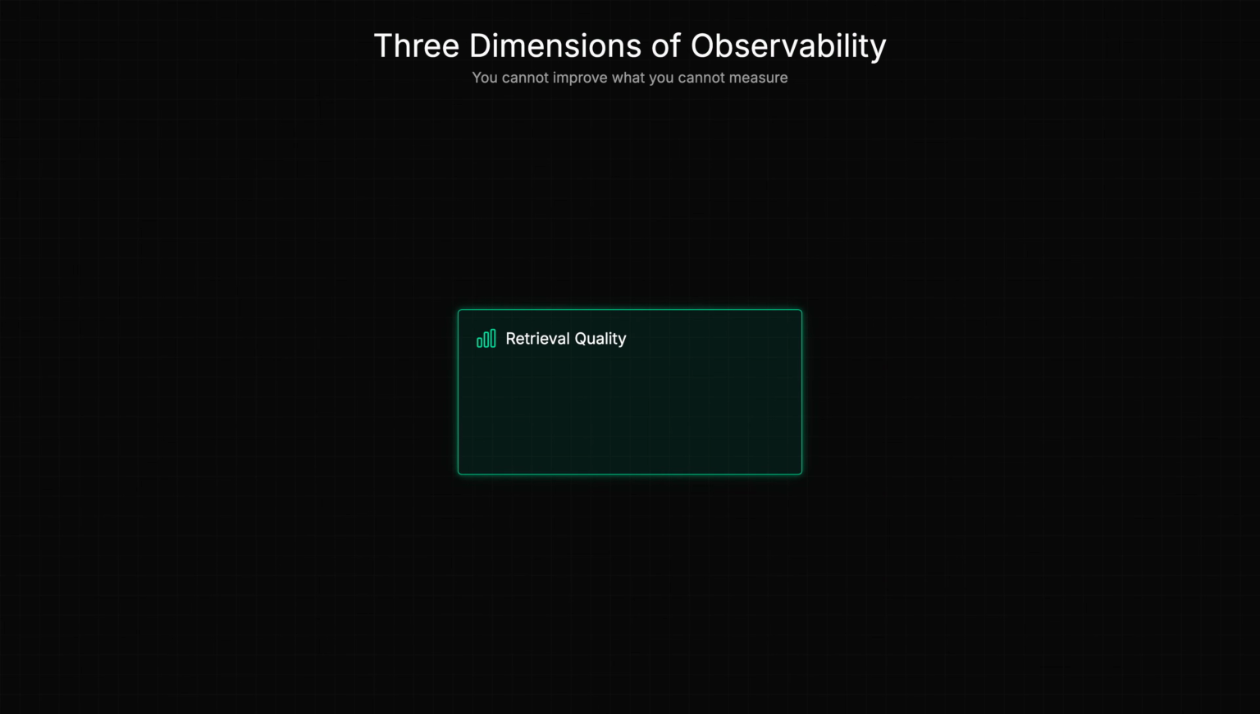You cannot improve what you cannot measure. Every production RAG system needs observability across 3 dimensions. Dimension 1. Retrieval quality. Track precision and recall on a golden evaluation dataset. Start with 50 to 100 curated question-answer pairs. Ragas and DeepEval both provide automated metrics. The key metric is faithfulness. What percentage of claims in the response are actually supported by the retrieved context? Aim for 85% or higher.